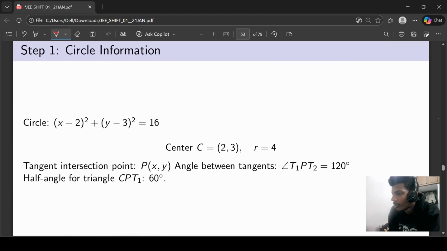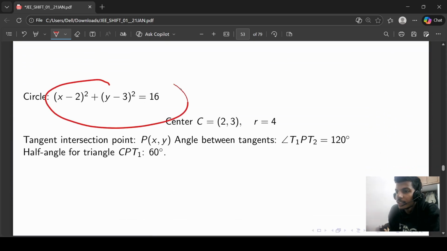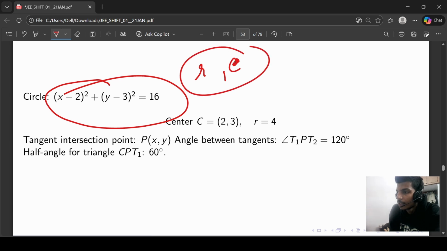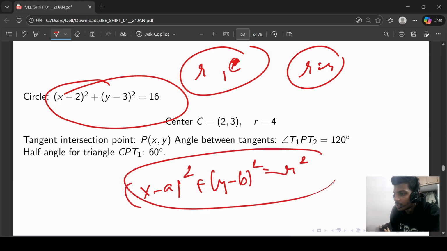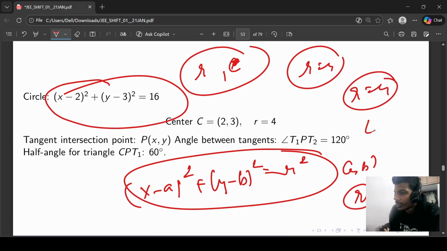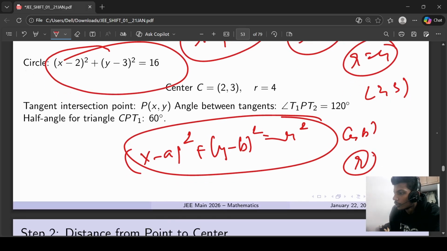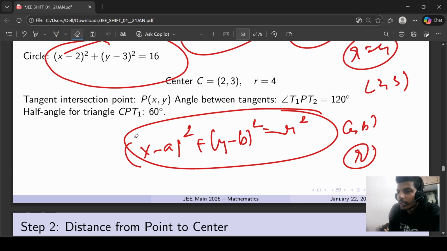Okay, first thing, the equation is given to us. What do we have to find out? Radius and center. Okay, radius is coming out as 4. What we have to do is simply compare it with this. This is the equation of a circle where (a, b) is the center and r is the radius. So comparing them both we will get radius as 4 and center as (2, 3). Got it? Okay, so let's make it.